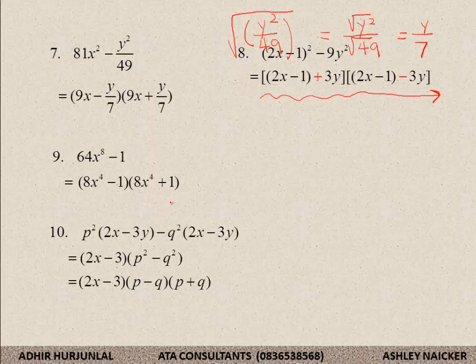Number 9, quite straightforward. Number 10, look at number 10, guys. I remove the common factor. I'm left with p squared minus q squared. This bracket I can't simplify. It becomes p minus q into p plus q.